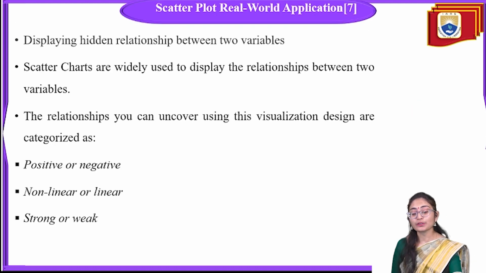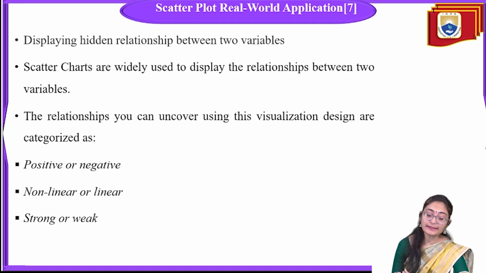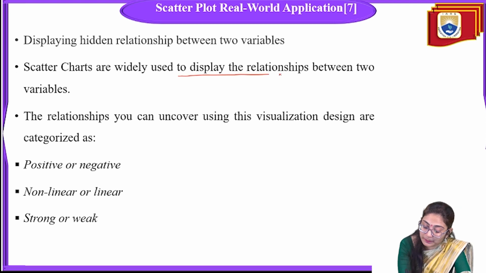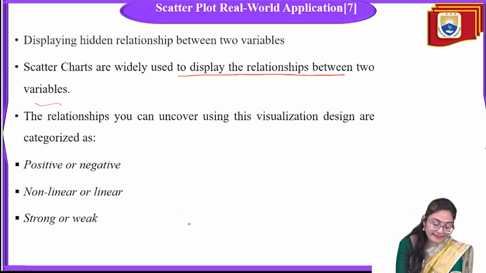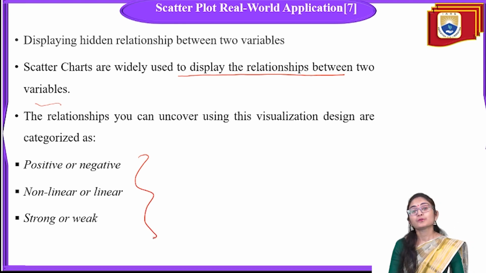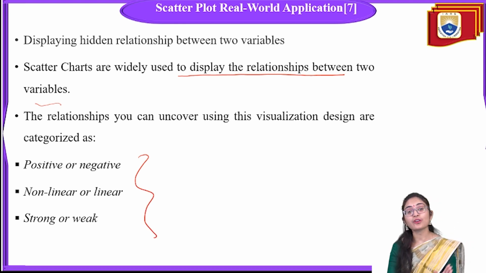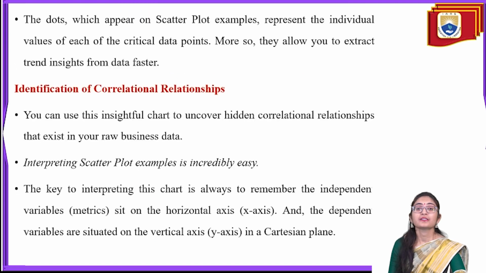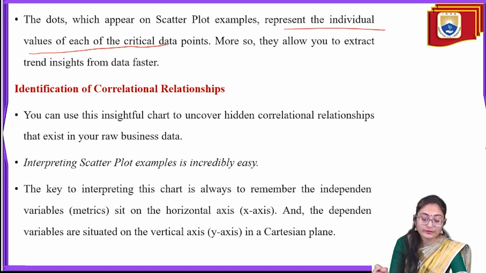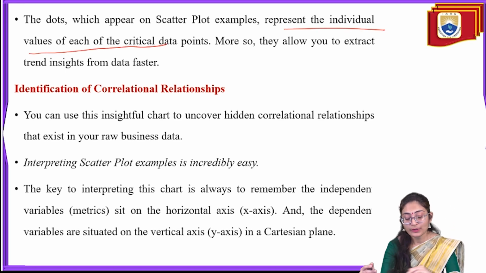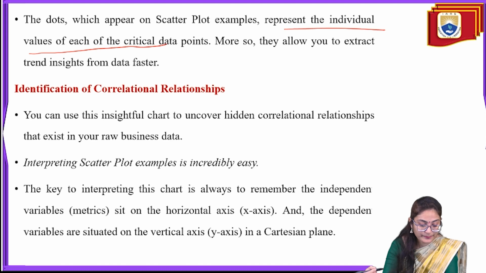Now there are the scatter plot real world applications, displaying the hidden relationship between two variables. Scatter charts are widely used to display the relationship between the two variables. The relationships you can uncover using this visualization design are categorized as positive or negative, non-linear or linear, and strong or weak. The dots which appear on the scatter plot represent the individual values of each of the critical data points. More so, they allow you to extract trend insight from data faster.